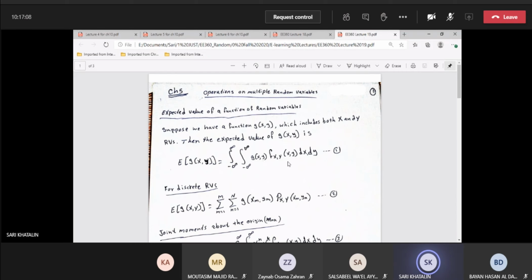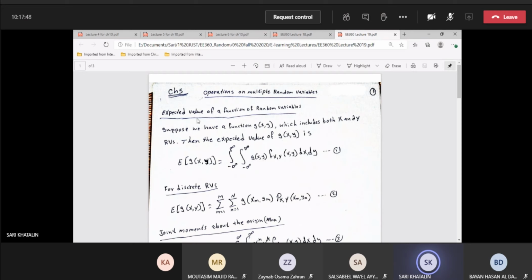Now, chapter 5 is talking about operations on multiple random variables. If you recall, in chapter 3, we talked about operations after we introduced the PDF and CDF in chapter 2. In chapter 3, we went through some operations, which are the expected value, the moments, and things like that, if you remember that. Okay, so similarly, we're going to do this here on the two random variables, X and Y.